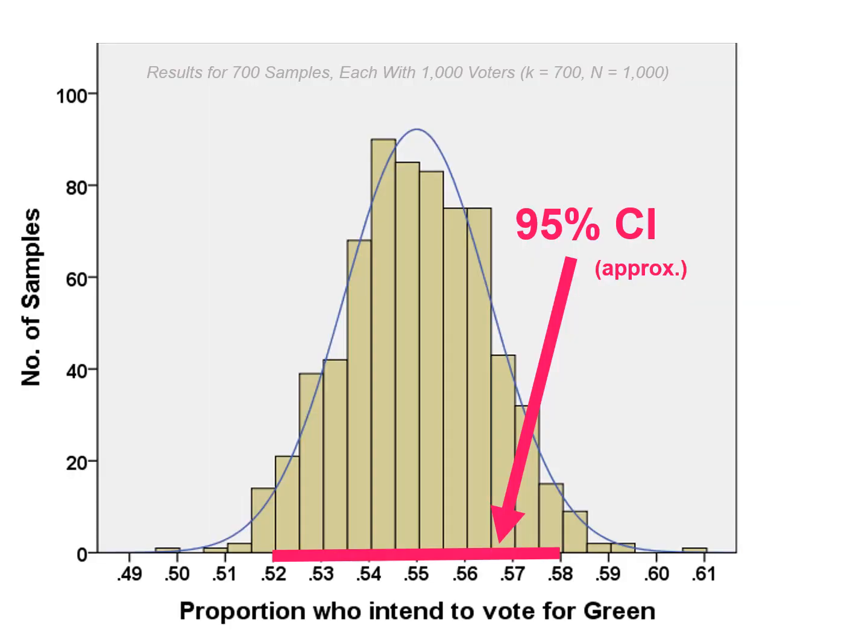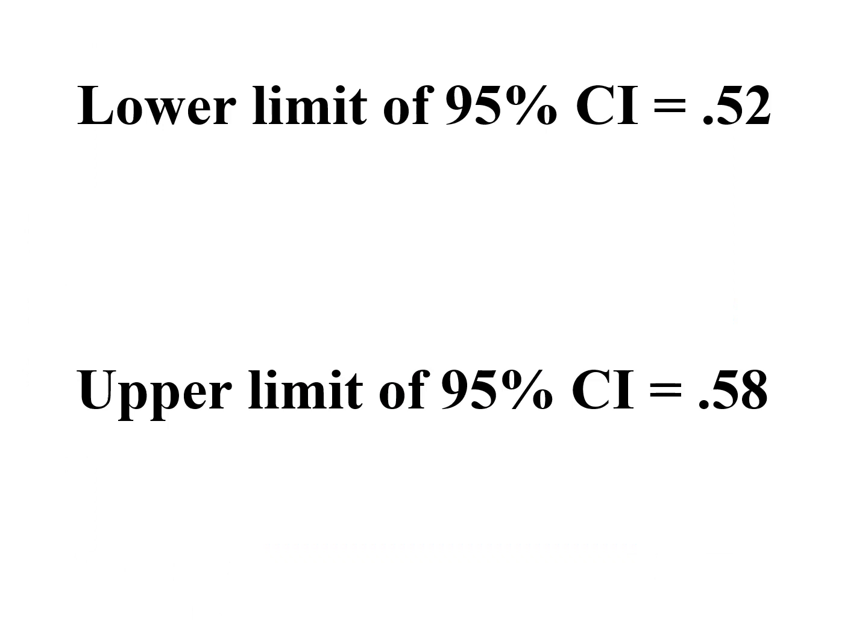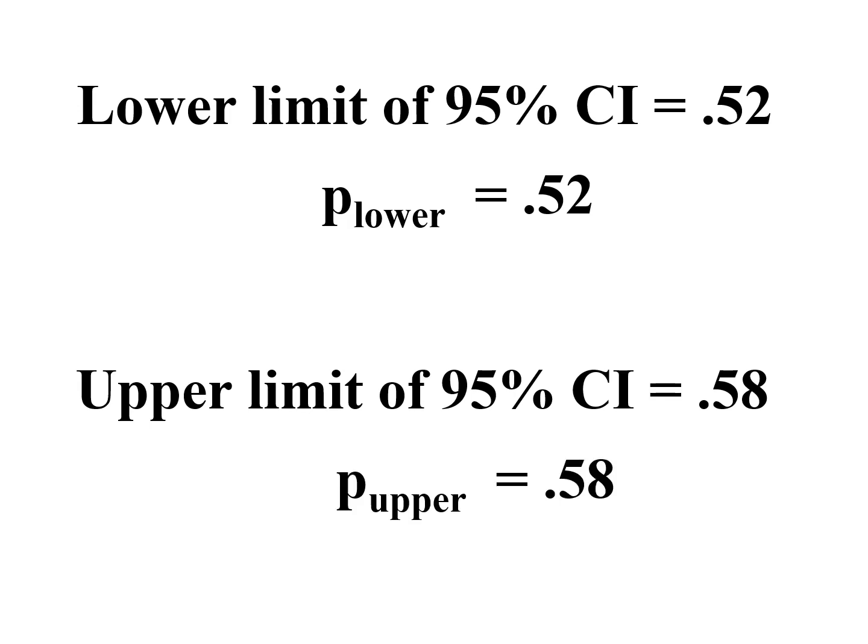So just by looking at the histogram of the sampling distribution, we can estimate the 95% confidence interval for p around pi. The lower limit of the 95% confidence interval is 0.52. The upper limit of the 95% confidence interval is 0.58. So here are the values, and we can write them as p lower equals 0.52 and p upper equals 0.58.